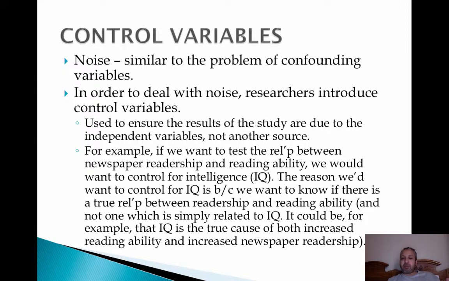So it could be, for example, that IQ is the true cause of both the increased reading ability and the increased newspaper readership. So if you see a relationship between newspaper readership and reading ability, don't be so quick to say, "Oh yeah, if they read well, then they're gonna read the newspaper." Right? Don't be so quick. It might be that they're more intelligent. That's why they read well, and that's why they read the newspaper.